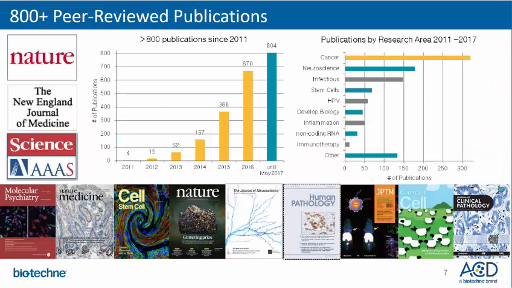The growth and adoption of RNAscope is best exemplified by the number of peer-reviewed publications. We had our first publication in 2011, and since then there are over 800 peer-reviewed publications using RNAscope in high-tier journals. This is illustrated below by some journal covers from last year. The graph to the right shows how RNAscope is highly relevant across multiple fields of research, with almost 50% of the publications in cancer research, followed by neuroscience and infectious diseases.